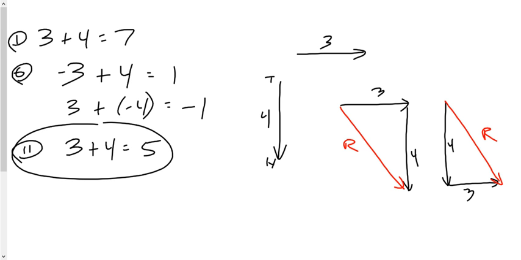Remember, when you're adding these vectors together, 3 plus 4 is equal to 5. Where does the 5 come from? The hypotenuse, right? You use the Pythagorean theorem to do the hypotenuse. A squared plus B squared equals C squared. Or C is equal to the square root of A squared plus B squared. Or in other words, R is equal to the square root of 3 squared plus 4 squared. And when you do that, you end up getting 5. Make sense? We did a couple questions like that yesterday.